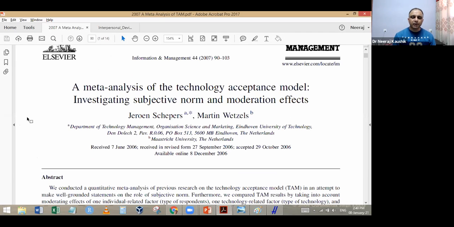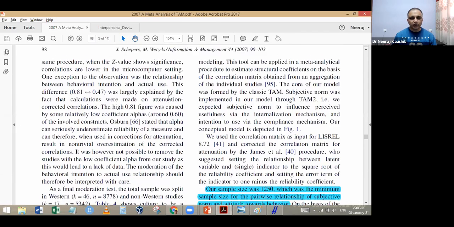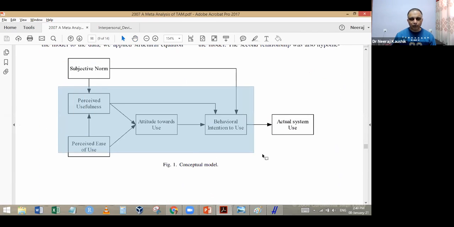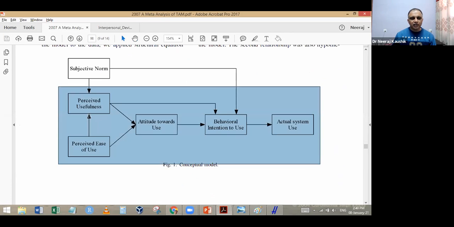It means the people want to say that we are working on the TAM model, but now we assume that in the TAM model, some addition must be done. So this is the TAM model. It says there's perceived usefulness, perceived ease of use, attitude, behavioral intention, actual use. Now these people are of the opinion that subjective norm should also be a part of that.